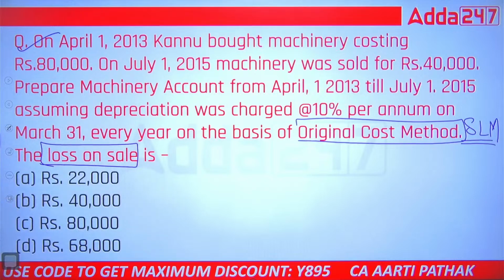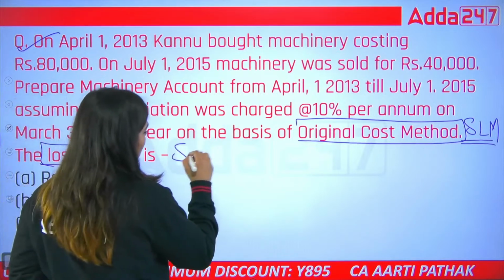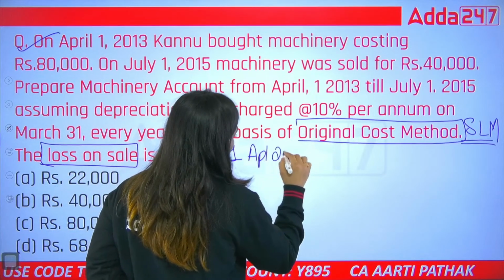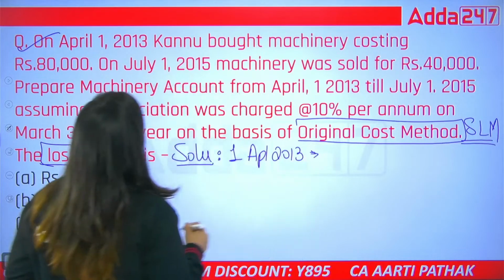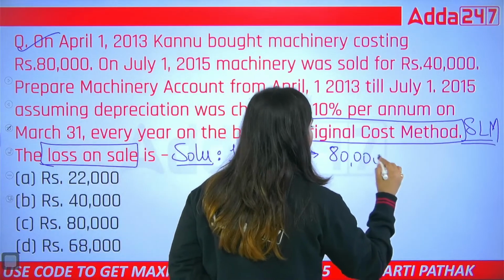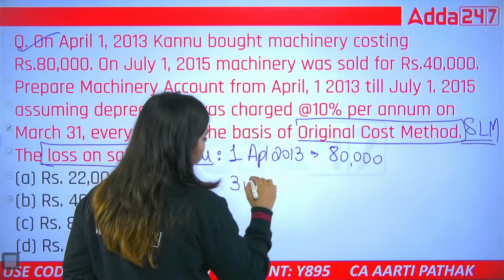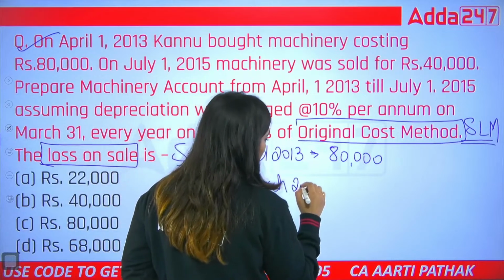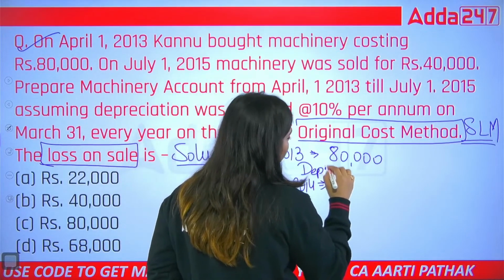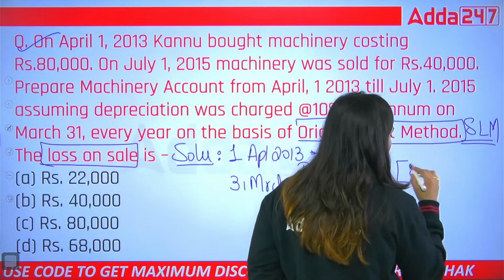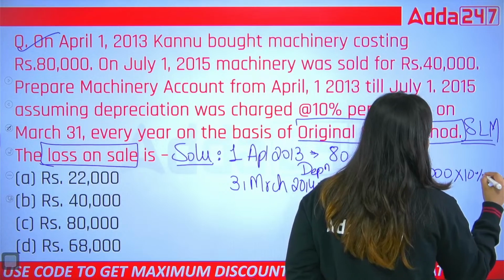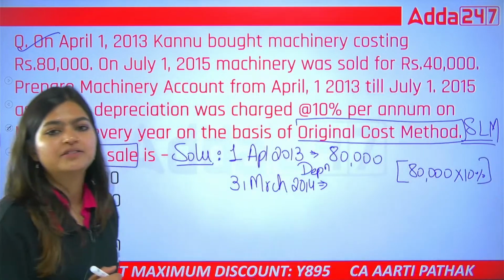So this is your solution part. On 1st April 2013, this person bought the machine for 80,000. And we know we close our books on March 31st, which will be 2014. In this year we are going to charge the depreciation, because we are using the machinery for the whole year. So what is the depreciation that we are going to charge? That is 10%, and at 10% we are going to charge.